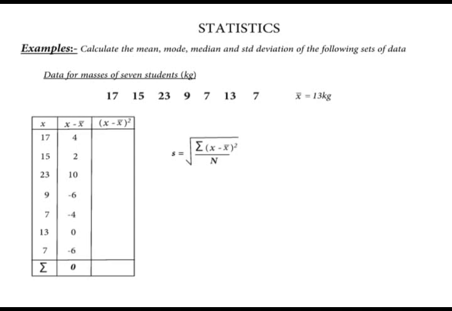Then we square the deviations. 4 squared is 16. 2 squared is 4. 10 squared is 100. Minus 6 squared is 36. Minus 4 squared is 16. 0 squared is 0. And minus 6 squared is 36. The summation of the square deviations is 208. Therefore, the standard deviation will be the square root of 208 over 7, giving us the square root of 29.71, which gives us 5.45. Of course, to find the variance, you simply remove the square root sign.